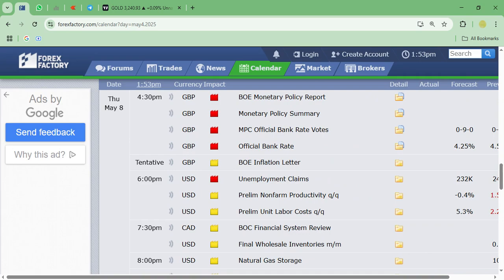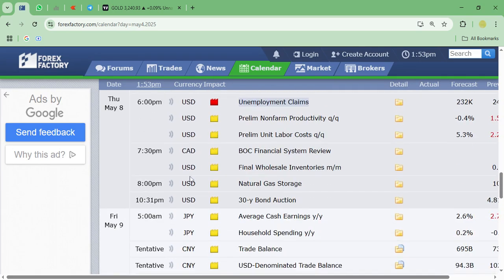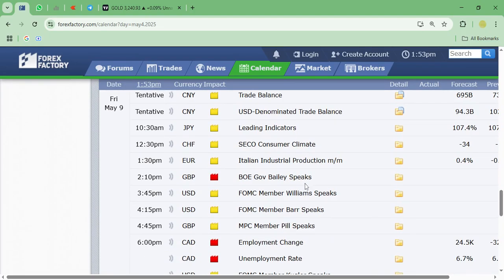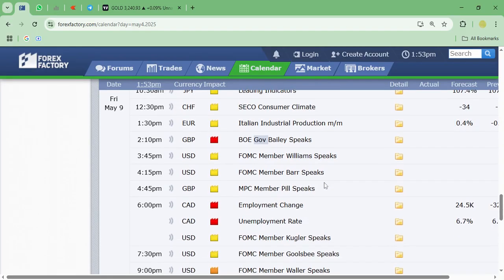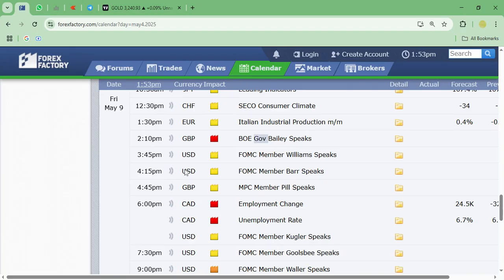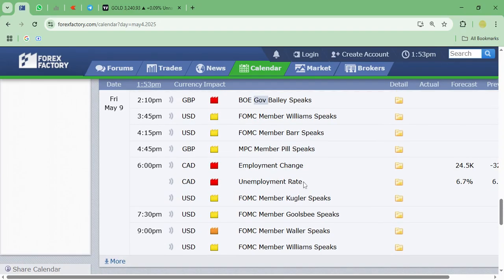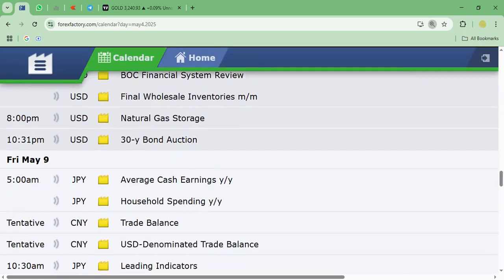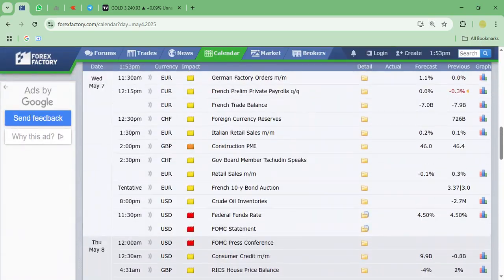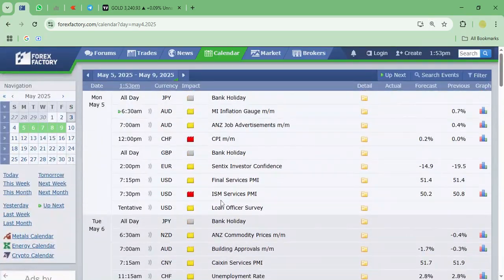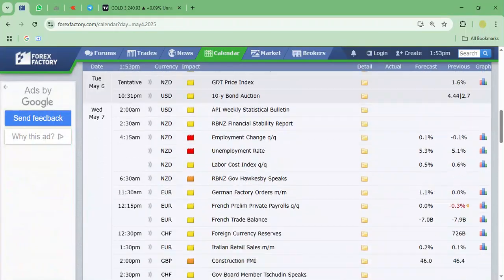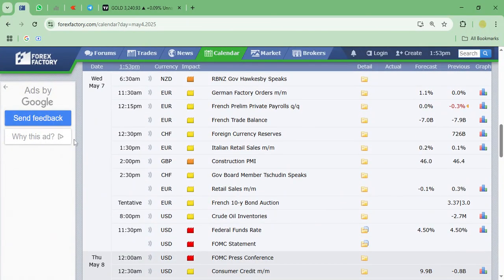And then on Thursday we have unemployment claims data, that is in USA time. And on 9th of May we have a speech by the Bank of England Governor Bailey, so you have to look forward to the forex currencies, and then we have the Canadian unemployment rate data. So these are some data we have to look forward to while taking any trade next week, and the most important will be falling on 7th of May. Okay, so you have to take care about it.